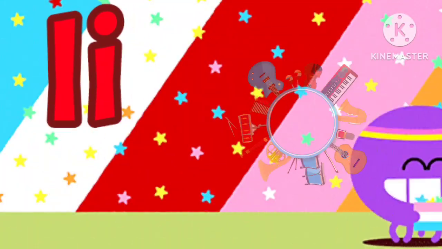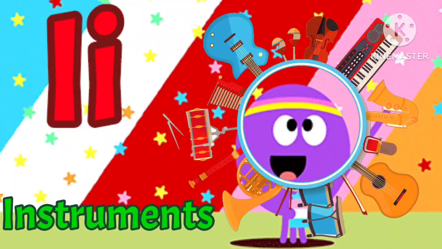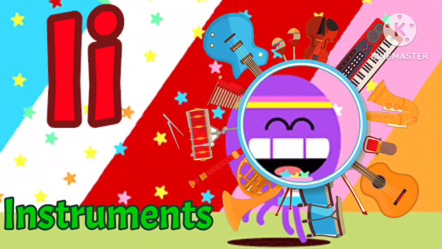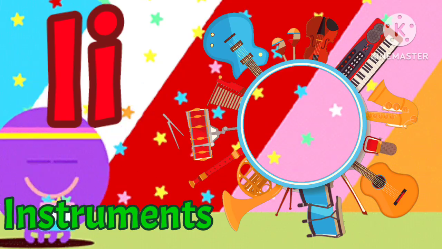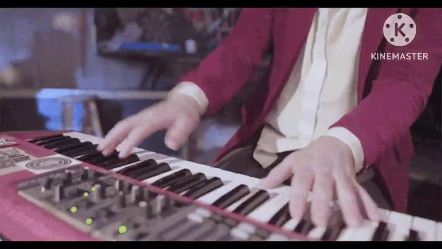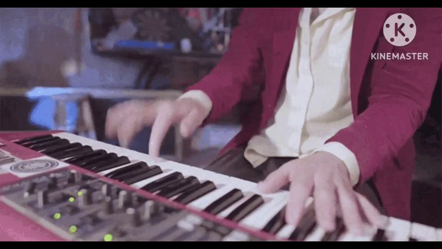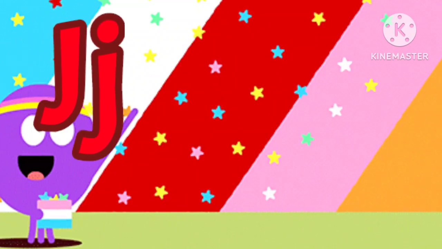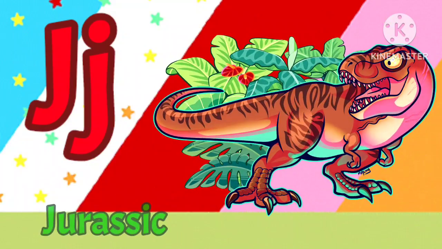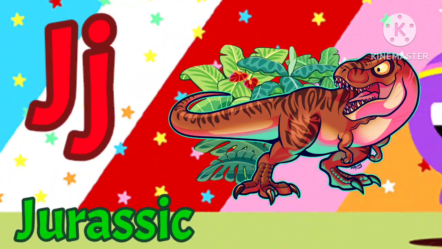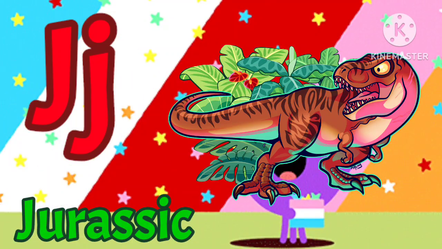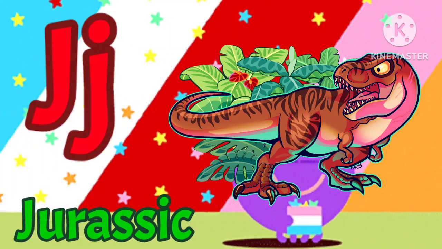I. I is for instrument. J. J is for Jurassic.